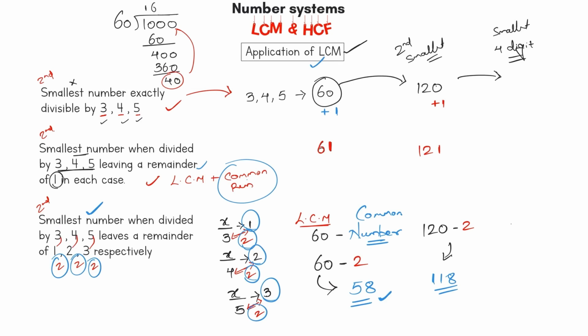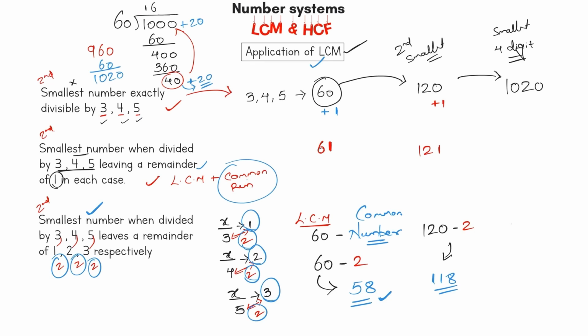That will be 960. Okay, but I need the smallest 4-digit number, so I cannot have this. I'll have to add 60 more to this. So 1020. Or you can say just add 20 to this, that will be quite simpler. If you add 20 to 1000, it becomes 1020. That's my answer.